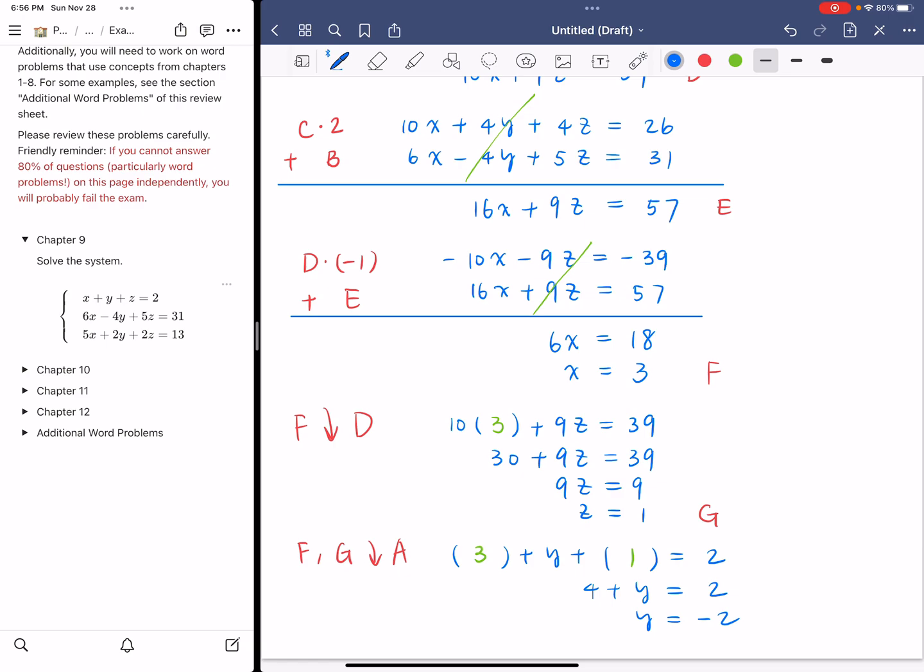And that is our solution. As you can see, we have x equals 3, y equals negative 2, and z equals 1. So let's put that in the coordinate form. X is 3, y is negative 2, and z is 1. And this is our final solution. And you could box this or you could highlight this.